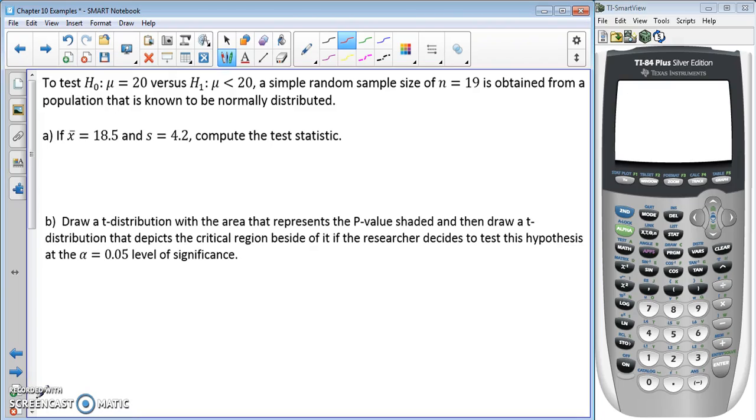To test H sub 0, where mu is equal to 20, versus H sub 1, where mu is less than 20, a simple random sample of size n equals 19 is obtained from a population that is known to be normally distributed. If x bar is equal to 18.5 and s is equal to 4.2, compute the test statistic.